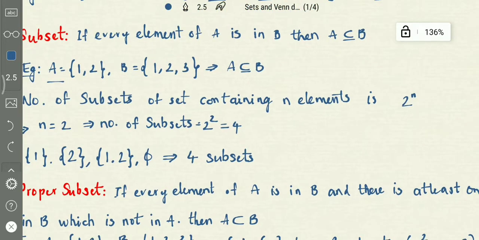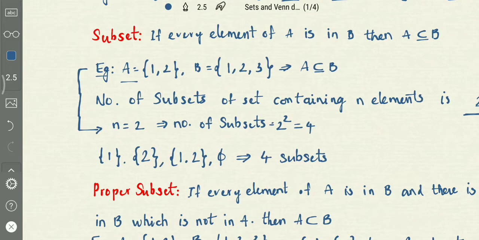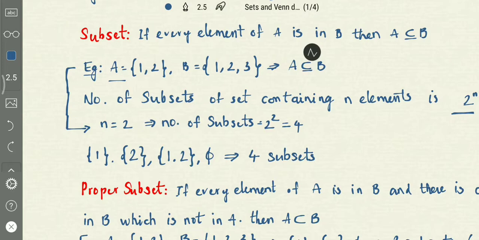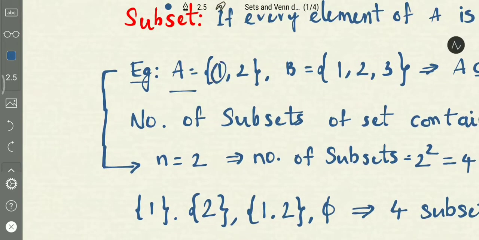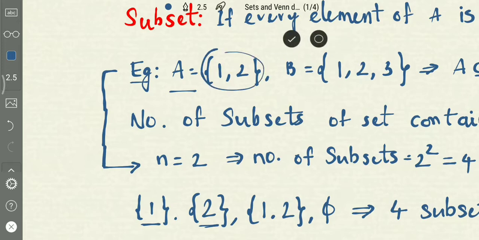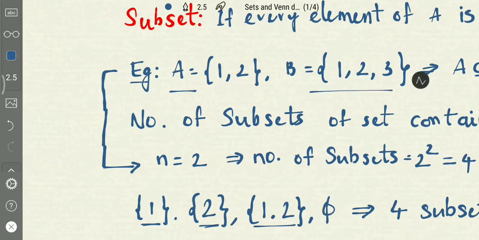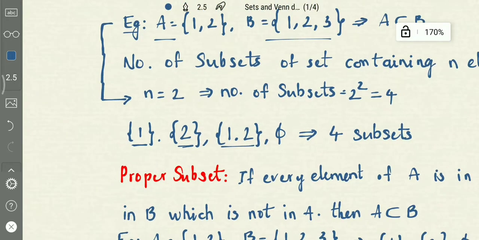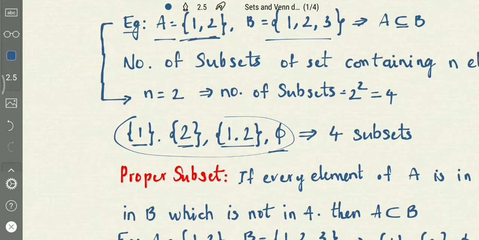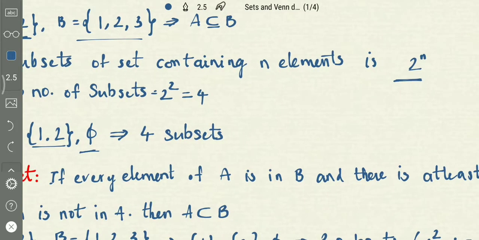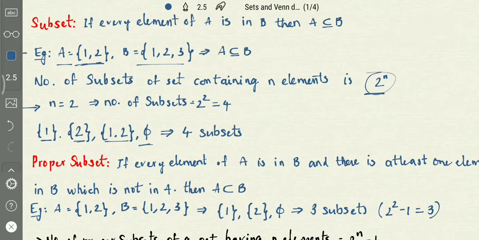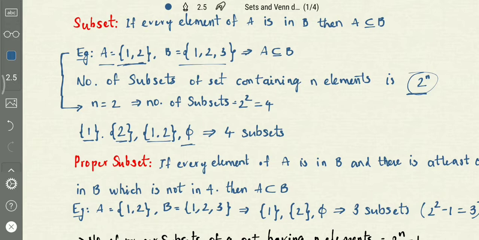The number of subsets of a set containing n elements is given by 2 power n. So from this set A, how many subsets can we make? We can make element 1 as a single set and element 2 as a single set, and combining both elements as another set, and the empty set is also a subset of this one. So we get {1}, {2}, {1, 2} and another one is the empty set. We get 4 subsets for number of elements 2. So here n is 2 and the number of subsets is 2 power 2, which is 4.